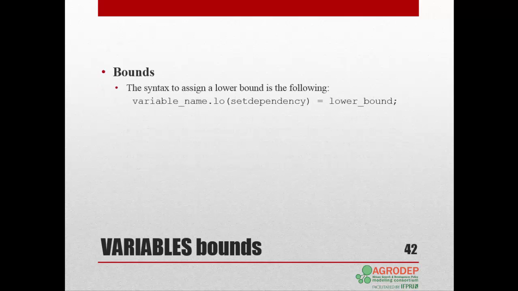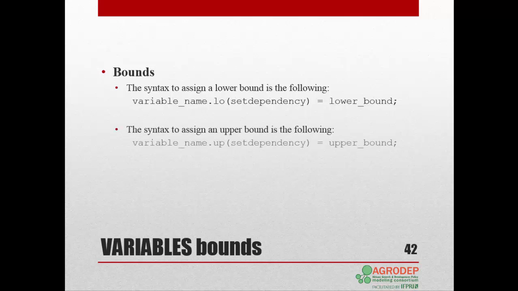The syntax to assign a lower bound is simple. GAMS attaches the suffix .lo to the variable name to specify a lower bound. In the same manner, GAMS attaches the suffix .up to the variable name to specify an upper bound. In our example, we would write this statement to specify that Xij must be positive.